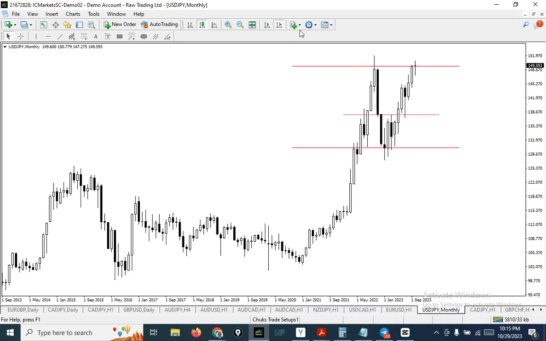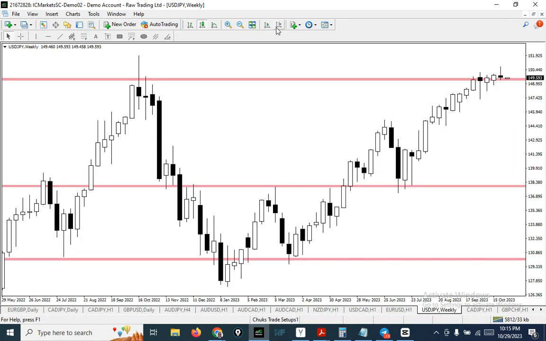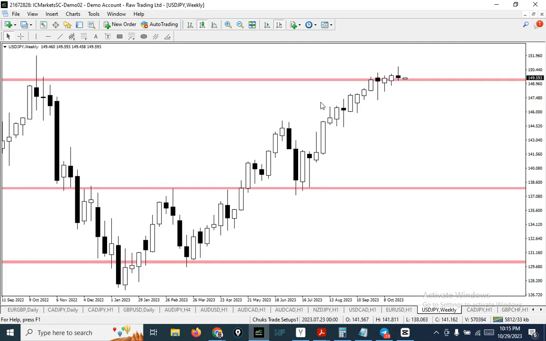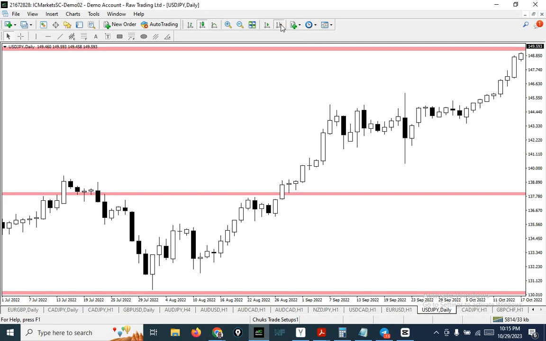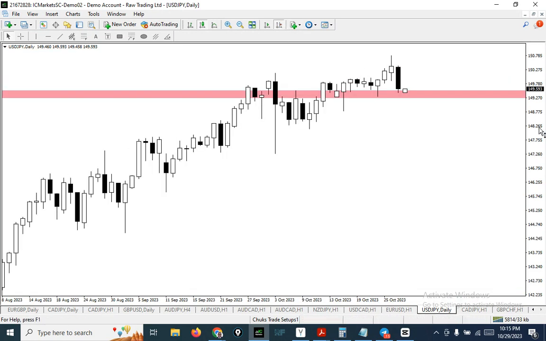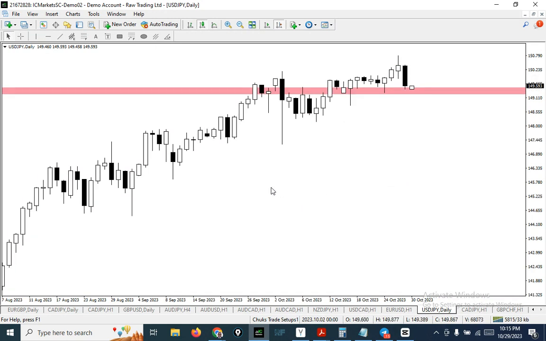Okay. Let's go back to the weekly time frame. Perfect. I like what I'm seeing now. All right, so these are my levels. Let me now drop down to the daily time frame. Daily time frame may appear to be my entry time frame. I don't know yet, but let's see what this market is doing.